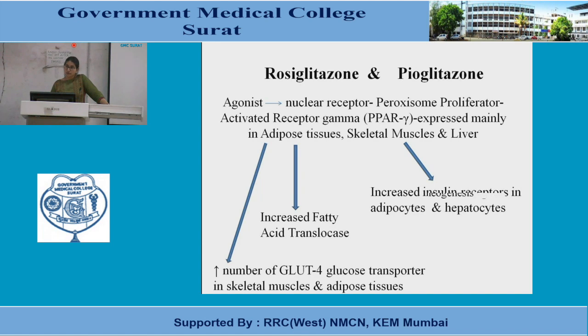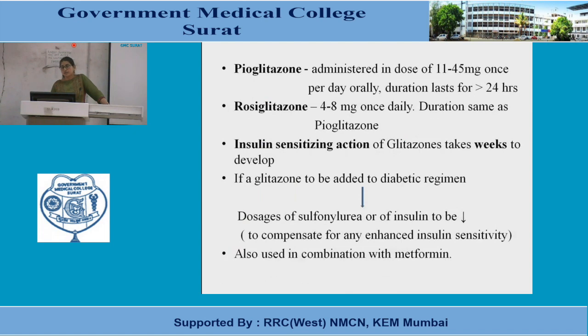So here come the thiazolidinediones, agonists at the nuclear receptor PPAR gamma, which is expressed mainly in adipose tissue, skeletal muscles and liver. Rosiglitazone and pioglitazone are the derivatives. What they do is increase fatty acid translocation, increase insulin receptors in adipose tissue and hepatocytes, and increase the number of glucose transporter 4 in skeletal muscles and adipose tissue. Pioglitazone is administered at a dose of 15 to 45 mg once per day orally. Duration might be more than 24 hours. Rosiglitazone can be given at a dose of 4 to 8 mg, also once a day, and the duration is the same, more than 24 hours, as pioglitazone.